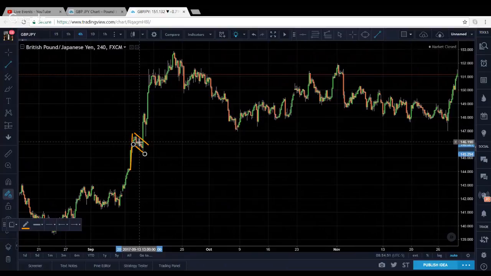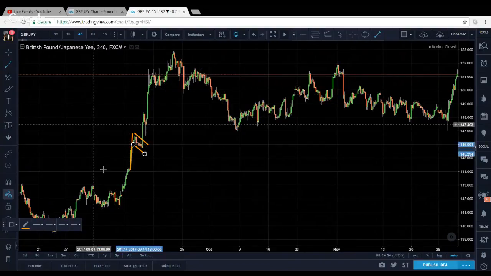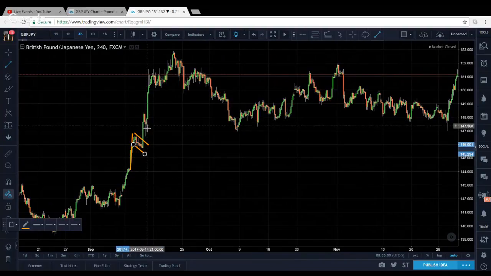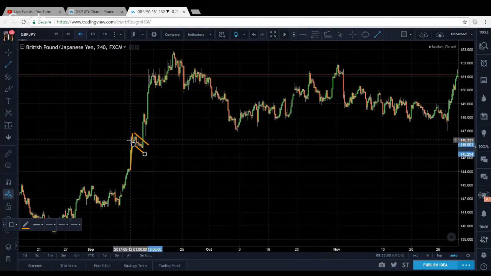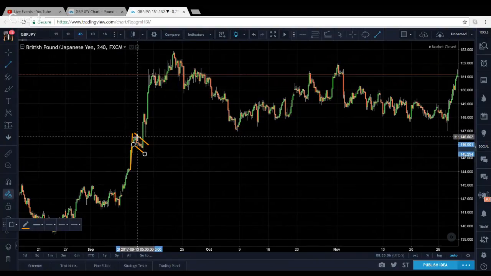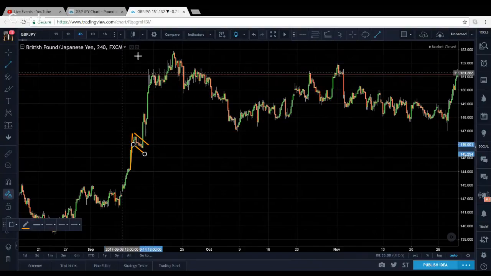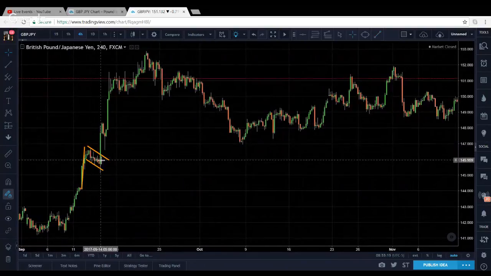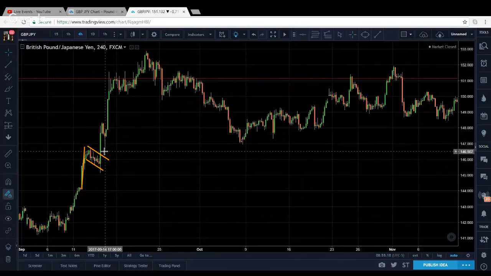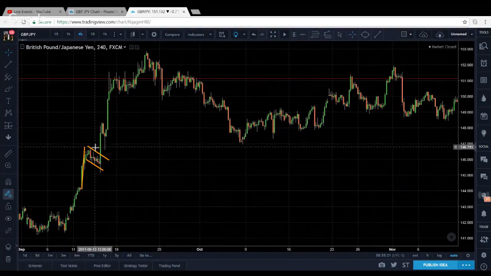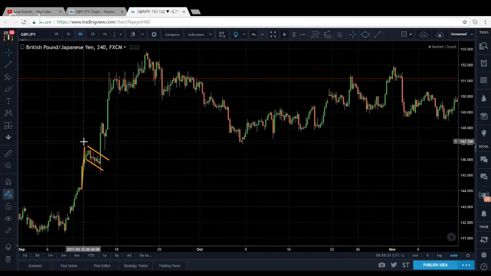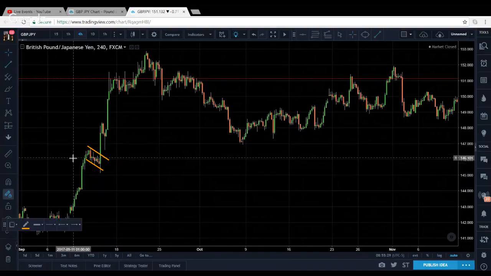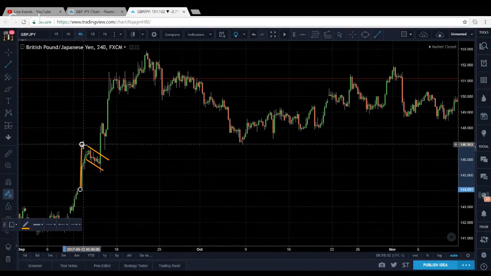Now, how long does a flag run for? It all depends on how big the initial impulsive move is. For example, this was a pretty decent move, so the flag formation, the pullback, basically all these little candlesticks inside here, was relatively short. And you don't get in for the buy or the sell until price breaks above that flag pole. Let me show you guys again. This was the initial leg before price started going up.